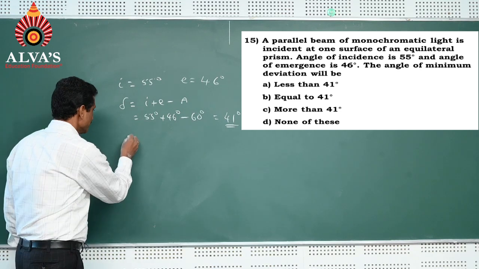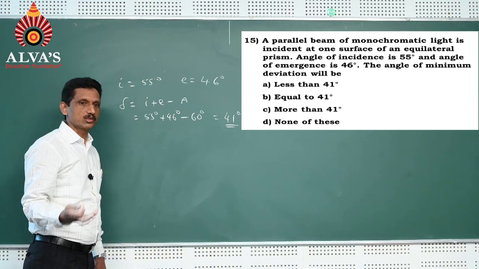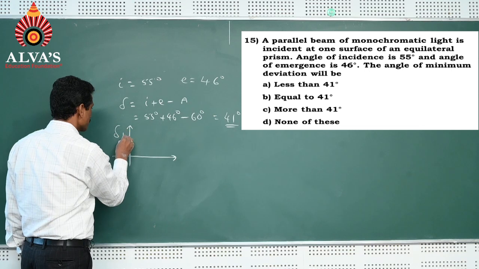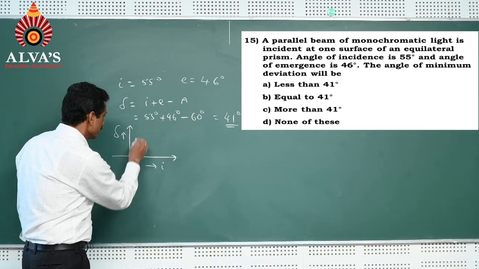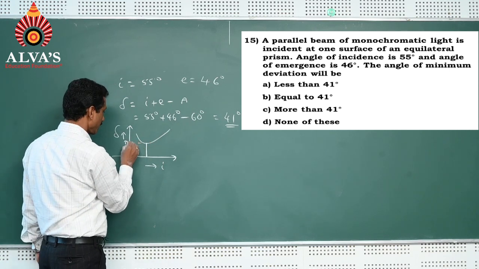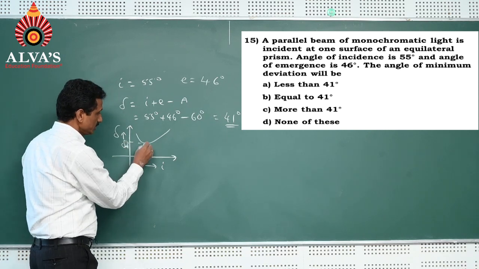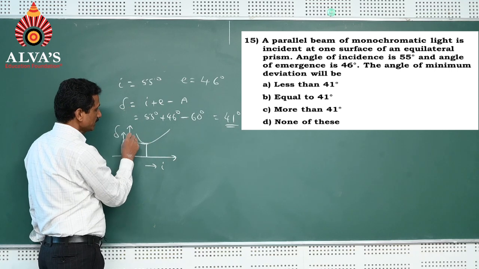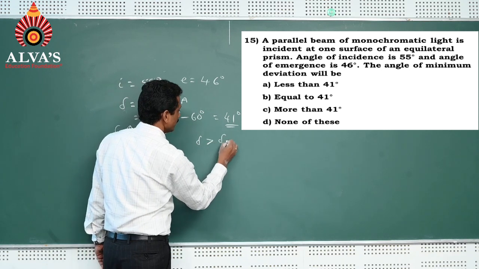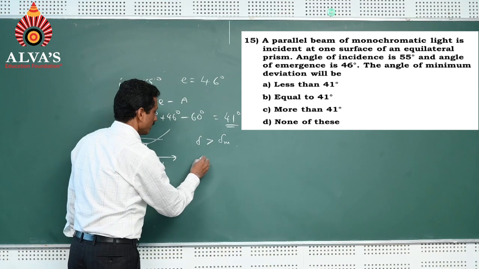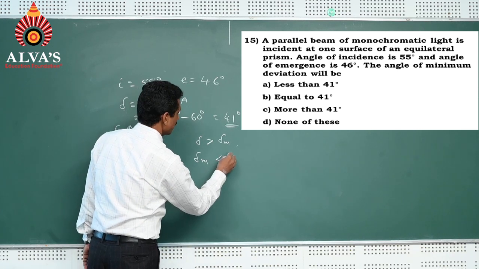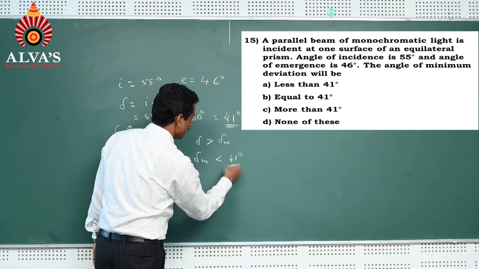Options, answers, are like less than, more than, equal to. Therefore, you see the graph of angle of deviation versus angle of incidence. The graph will be like this. That is, this is the minimum angle of deviation, delta M. This D should always be greater than delta M. Therefore, D is always greater than delta M. Therefore, the angle of minimum deviation delta M is less than or equal to 41 degrees.